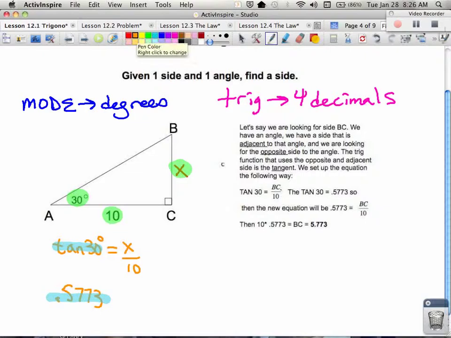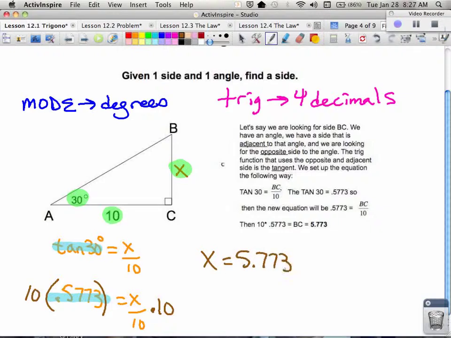Now this 0.5773 decimal that represents the tangent of 30 is still equal to my x divided by 10. And to undo the division by 10, of course, I would have to multiply both sides of this equation by 10. So I multiply the right side by 10, I multiply the left side by 10, and I find out that my side that I called x, which is also known as BC, would be equal to 5.773.